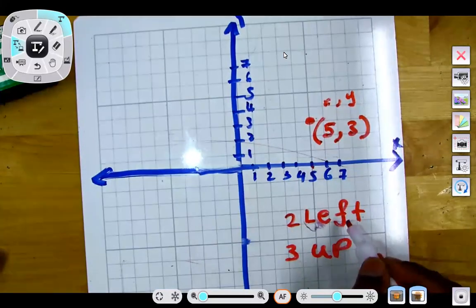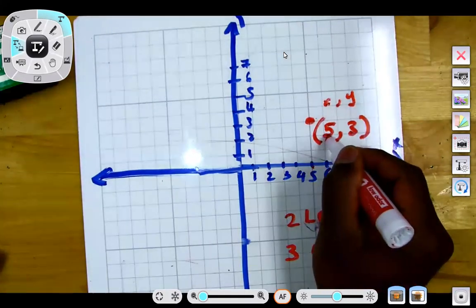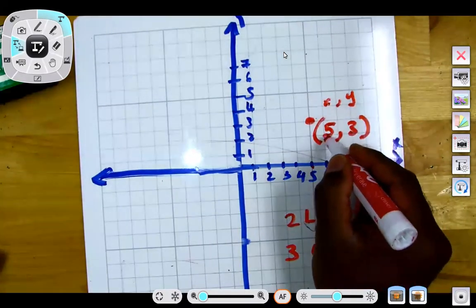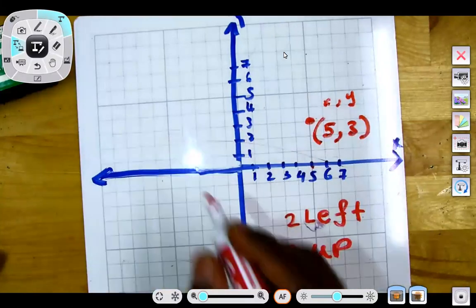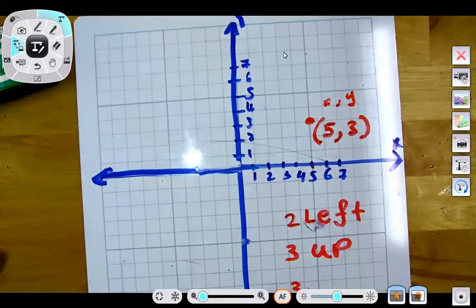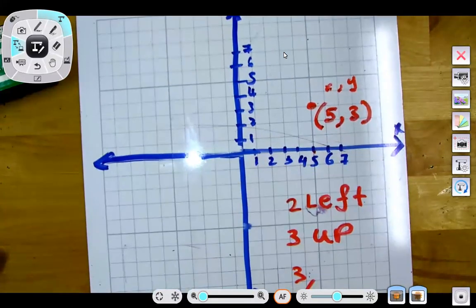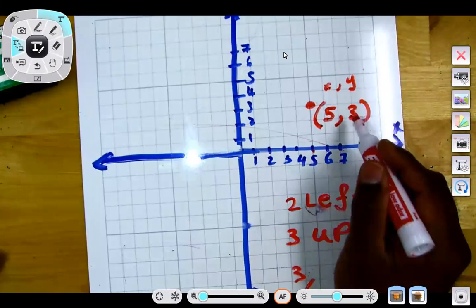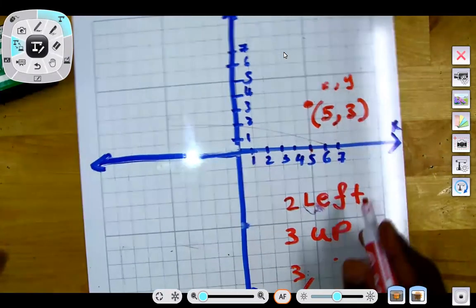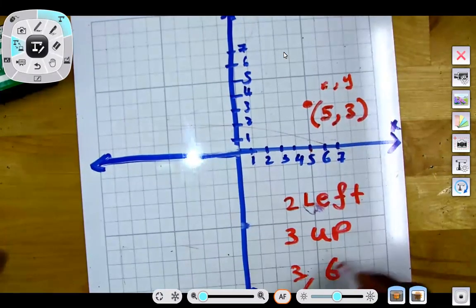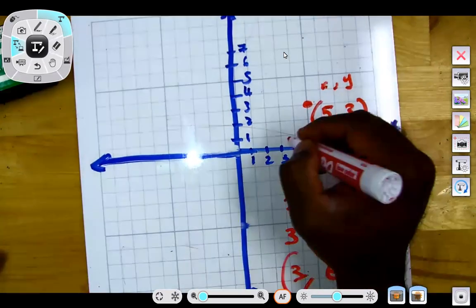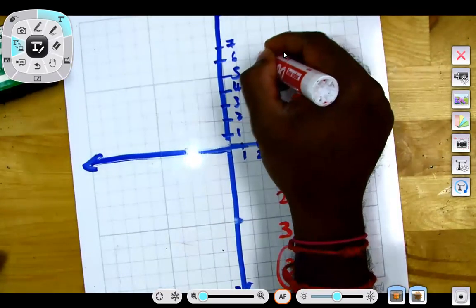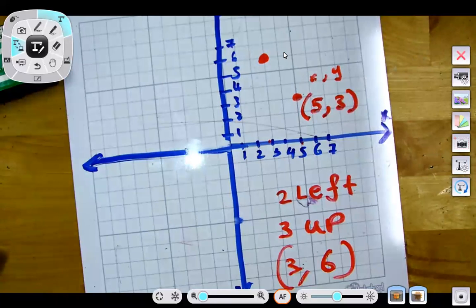So 2 left, I'm going to subtract from the x value. So it's going to be 3. I'm just going to write down the coordinate 3, and up 3 units, so I'm just going to add 3 to the y value. So it's going to be 3 plus 3 is 6. So the answer is going to be 3, 6. It's right over here. That's how you move or translate. Okay.